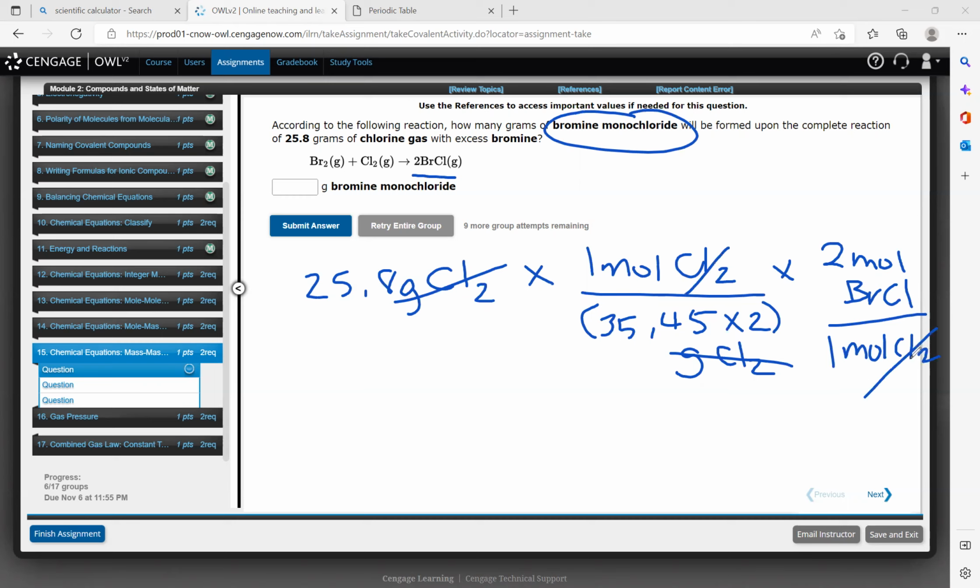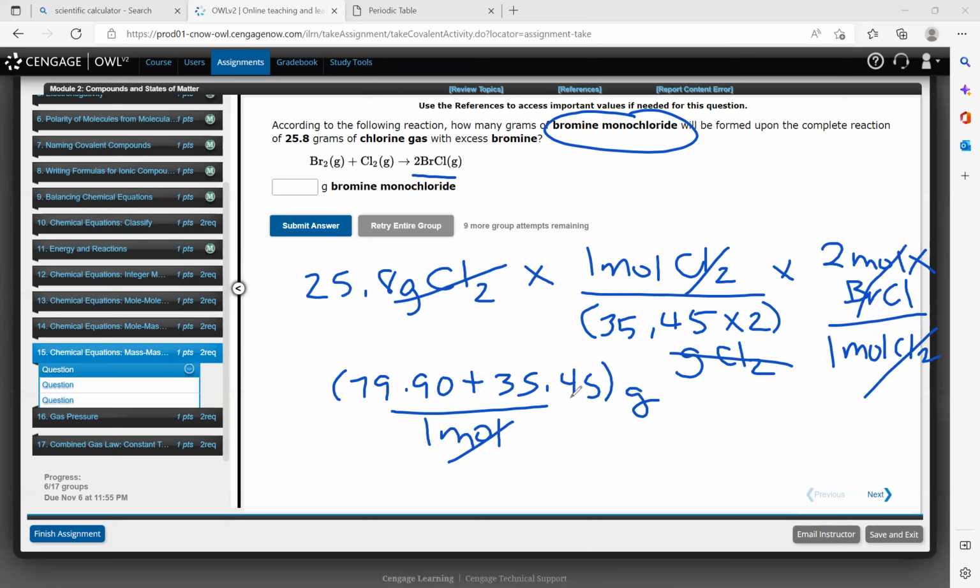That cancels out. And now we're going to multiply to get to grams. So now we're going to total up that bromine and chloride. So we have 79.90 plus 35.45 grams over 1 mole. That mole cancels out. And now we can go plug this into our calculator.